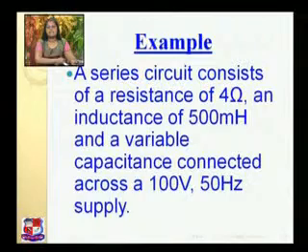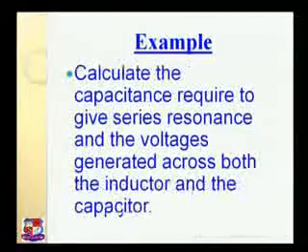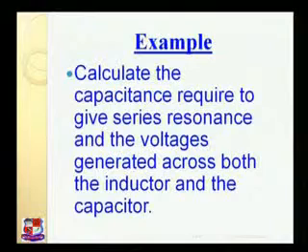Now one more example is there. A series circuit consists of a resistance of 4 ohm, an inductor of 500 millihenry and a variable capacitance connected across a 100 volt 50 Hz supply. Calculate the capacitance required to give series resonance and the voltage generated across both the inductor and the capacitor.